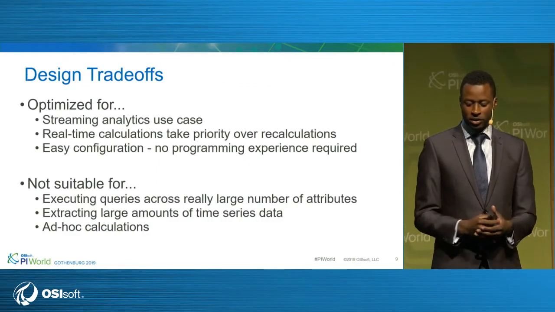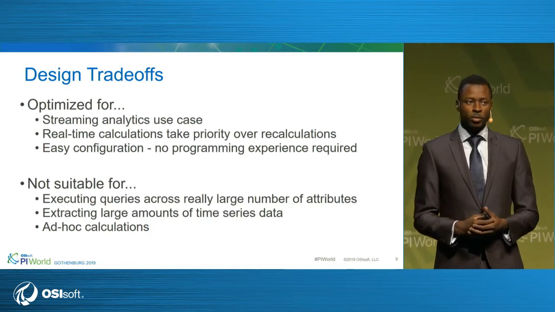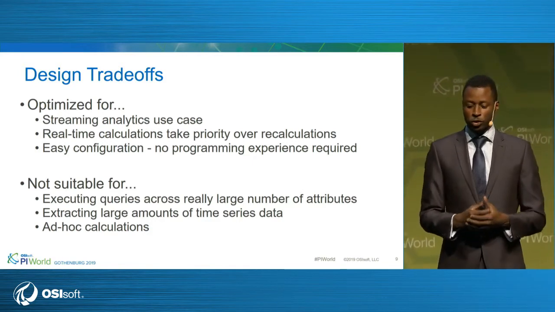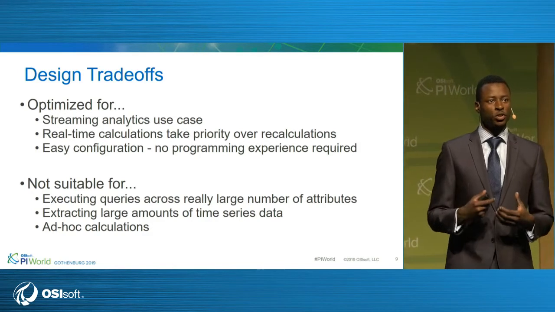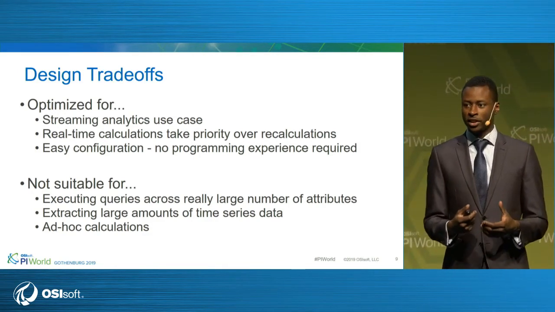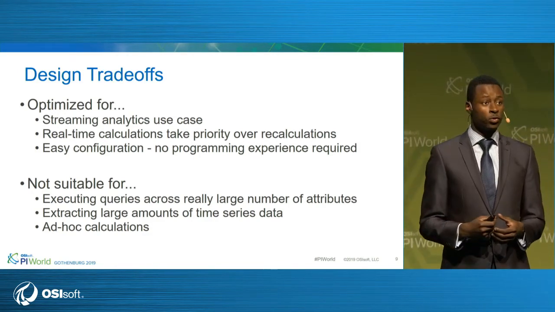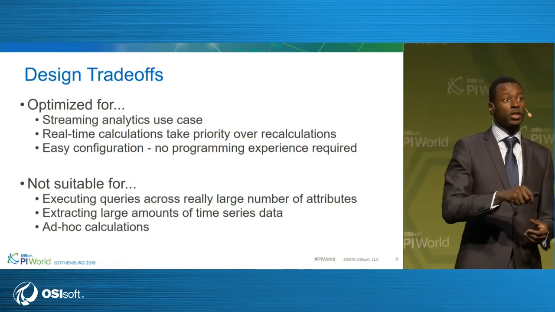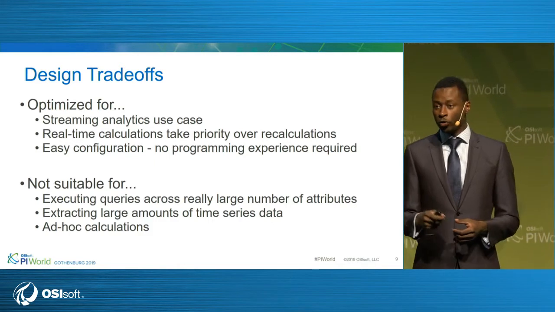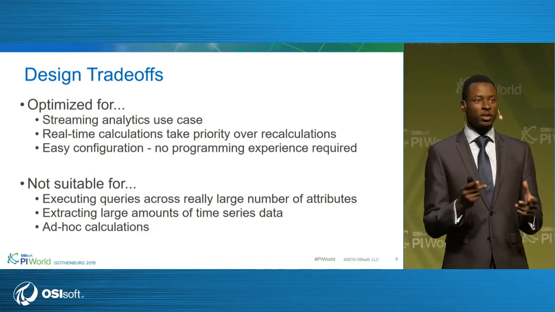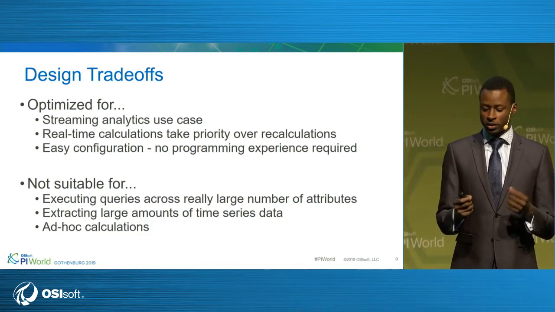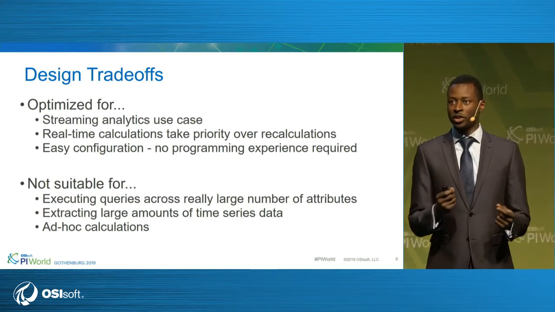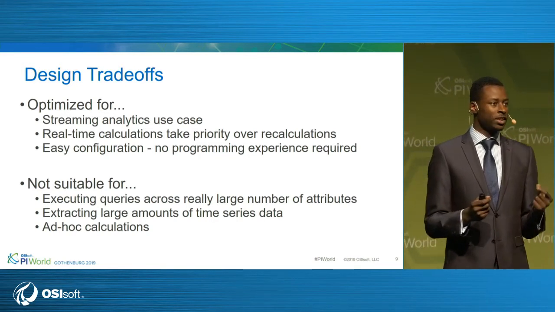So let's have a look into some design trade-offs. Asset Analytics is optimized for streaming analytics. I've mentioned that before. So it's streaming calculations. Real-time data calculations is what Asset Analytics is good for. Well, the real-time calculations take priority over recalculations. So there are two independent workers here. So recalculations and real-time data are completely separate, but the real-time data takes priority.